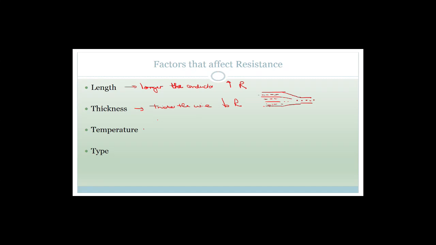Okay, temperature. Now, temperature is interesting because one would think that an increase in temperature would decrease the resistance, but actually it's the other way around. An increase in temperature increases the resistance. Now let me explain this to you. I'm going to assume that we have got a very thin wire and it's only one atom thick.